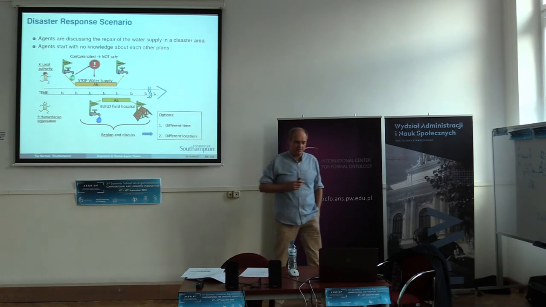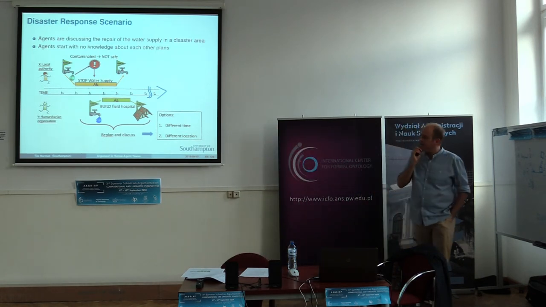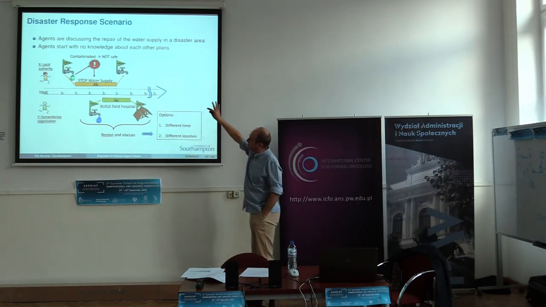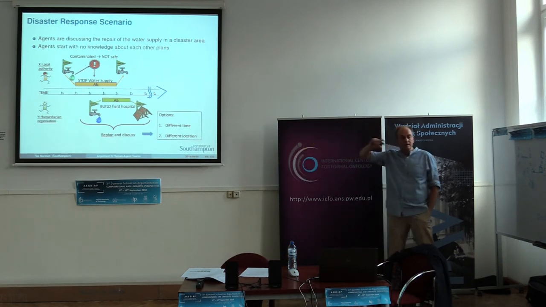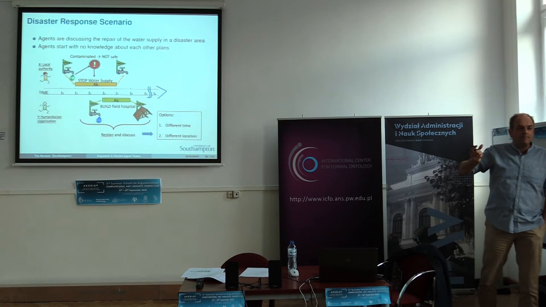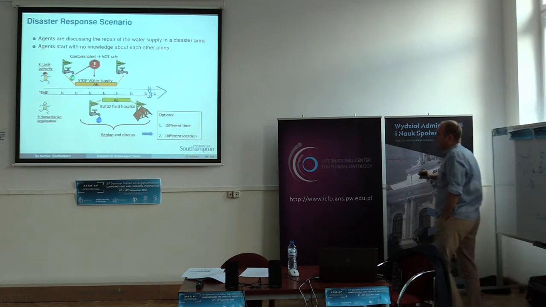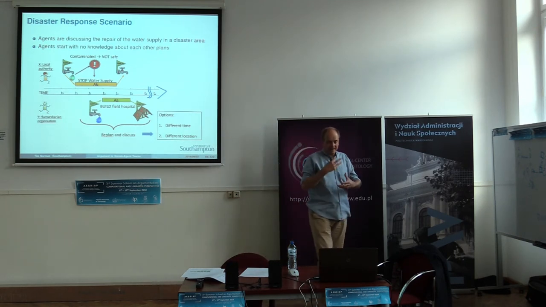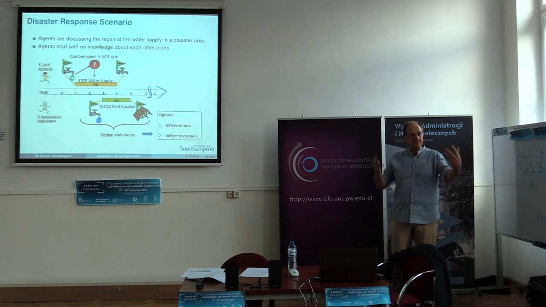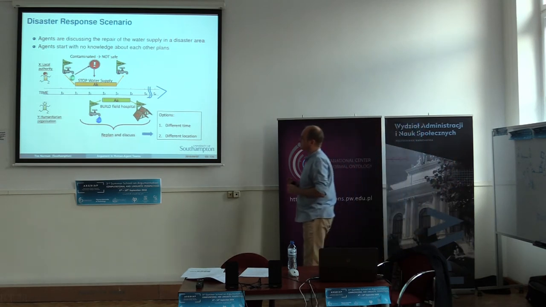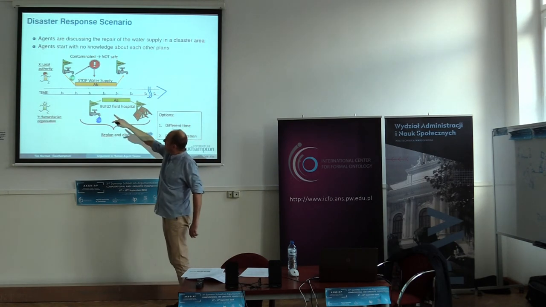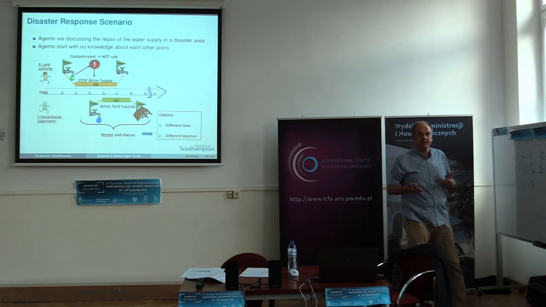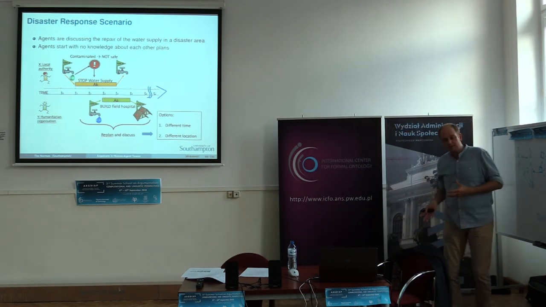So here's an example scenario that illustrates this. And this is actually from Alice Toniolo's PhD thesis. We have a disaster response scenario, with agents discussing things like repairing the water supply and setting up a field hospital. It's quite a complex planning problem, with different participants engaged. The local authority wants to stop the water supply, and the reason is that there are issues of contamination getting into the water supply. It means it's not safe.